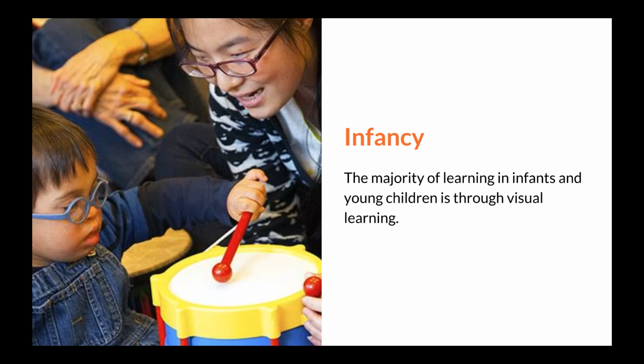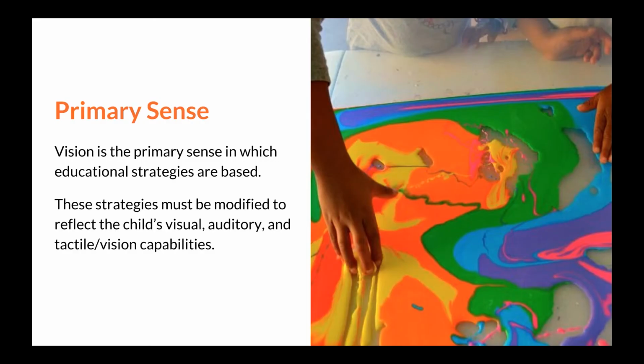Vision is the primary sense upon which most traditional education strategies are based. These strategies must be modified to reflect the child's visual, auditory, and tactile capabilities. A child with a severe visual loss can directly experience only what is within arm's reach and can be safely touched, and in most cases, what can be heard. To ensure an appropriate education, families and staff with special training must work together to bring the world of experiences to the child in a meaningful manner.